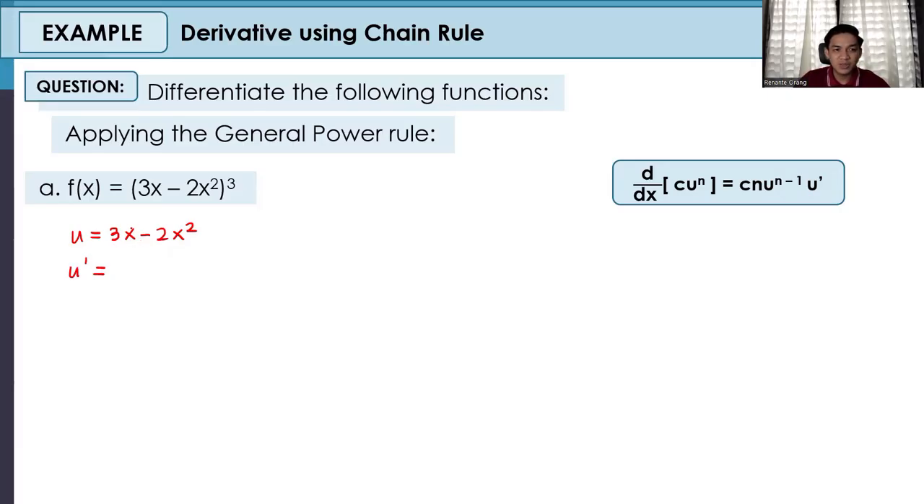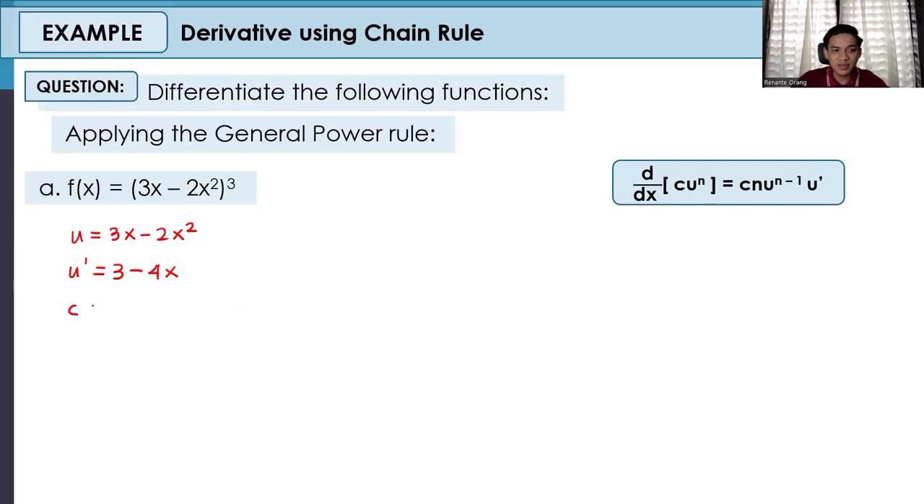We will be using constant multiple rule. Magiging 3 na lang siya. Next is negative 2x squared. Magiging negative. 2 multiplied by 2 is 4x. Then 2 minus 1 is raised to 1. So, pwedeng tanggalin na lang natin. That is 4x. So, meron na tayong u. Meron na tayong u prime.